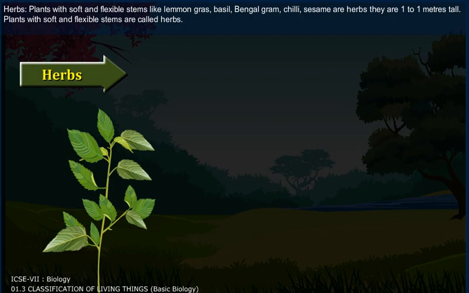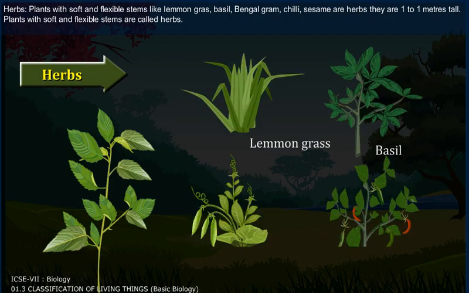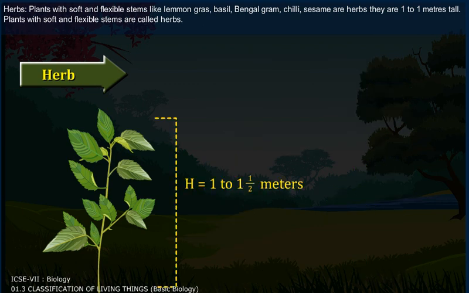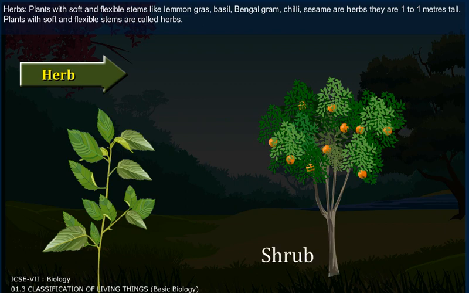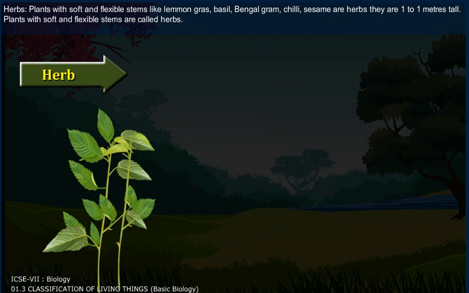Herbs. Plants with soft and flexible stems like lemongrass, basil, Bengal gram, chili, sesame are herbs that are up to 1 to 1.5 meters tall. Plants with soft and flexible stems are called herbs.